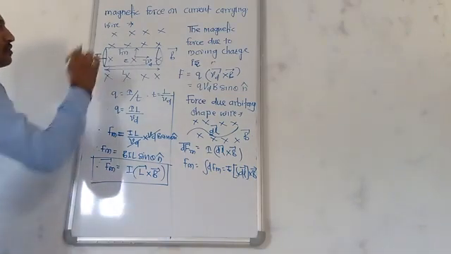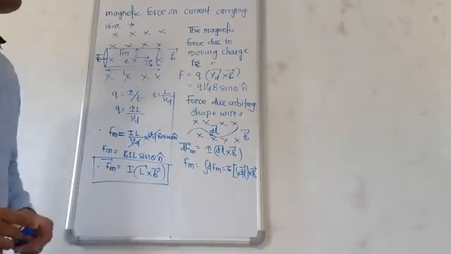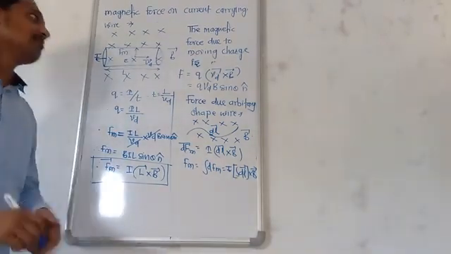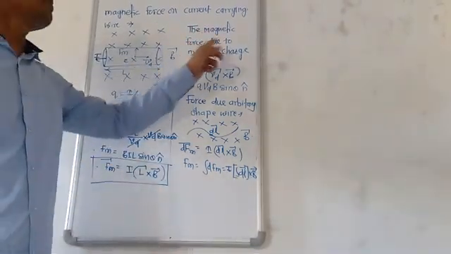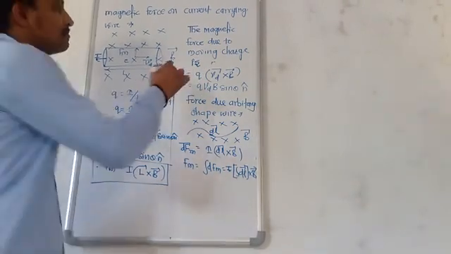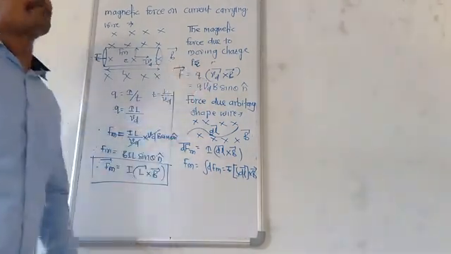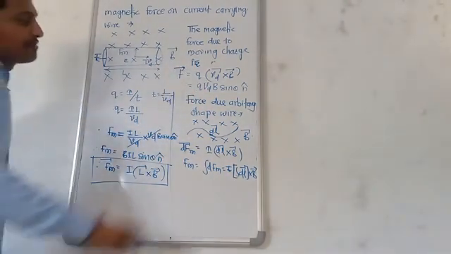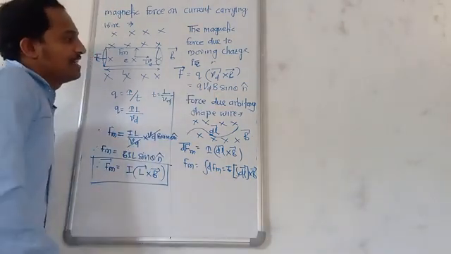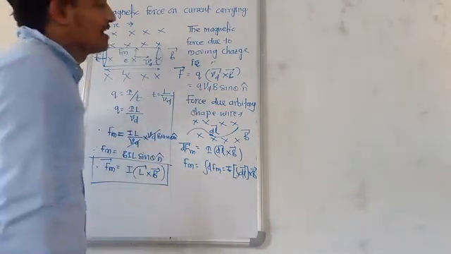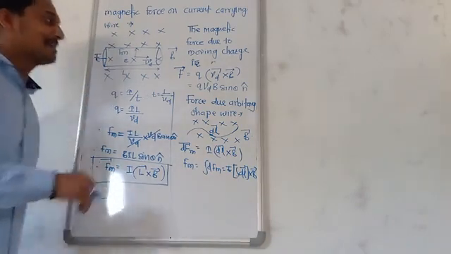According to our last discussion, the magnetic force due to a moving charge is F bar equal to Q in bracket Vd bar cross B bar. Writing in scalar form, it is Q Vd B sin theta n cap, where n cap is the unit vector.